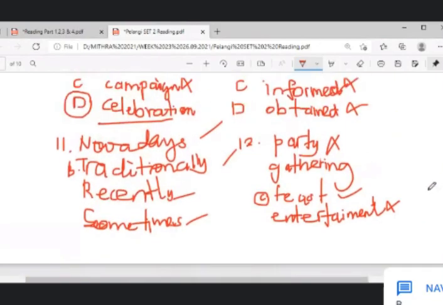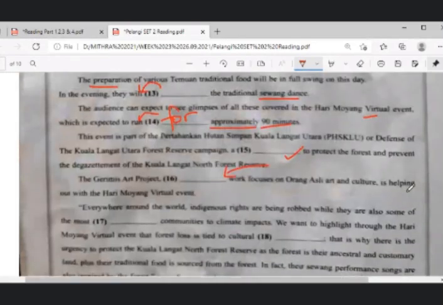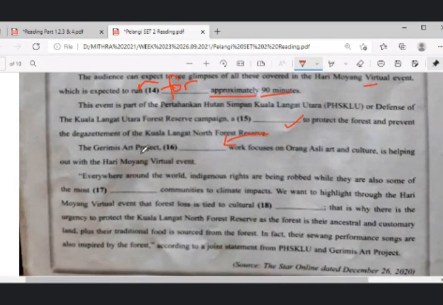Okay, please write these four answers so that you can easily check here. The Gerimis Art Project, who work focuses. Okay, so that is automatically out. Who is out. The Gerimis Art Project, whose work focuses on Orang Asli, di mana kerja mereka. So that could be accepted. Okay, C, the Gerimis Art Project, whom work focuses on, kepunyaan. So that is the meaning of whom, which is not suitable here.